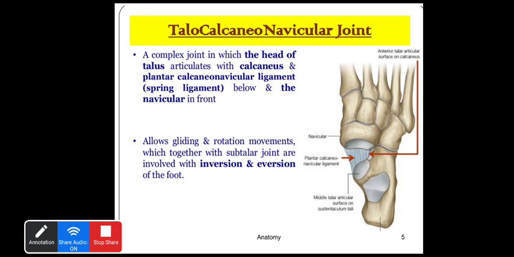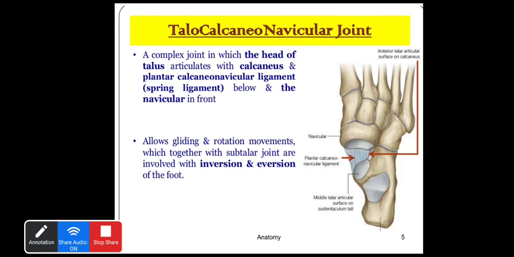One more joint, functionally, is the talocalcaneonavicular; these two together are called the subtalar joint. The talocalcaneonavicular is a complex joint. Hope you know why it is complex: because more than two bones are involved in it. We have the talus, calcaneum and navicular involved, so that is the reason this is a complex joint.